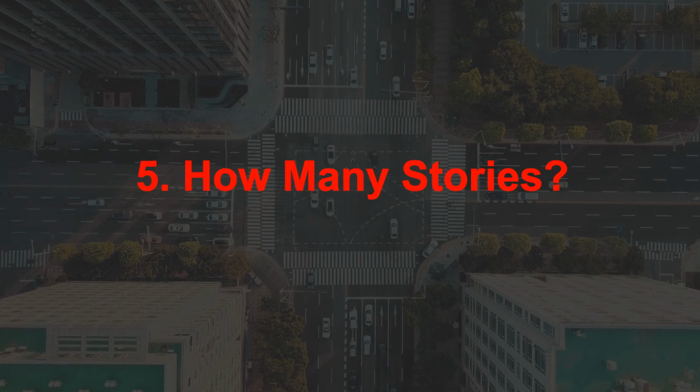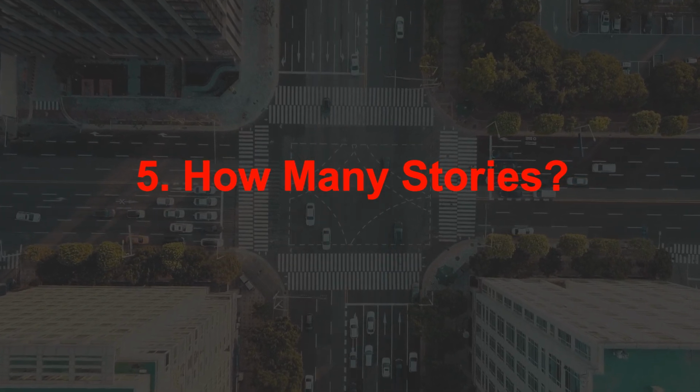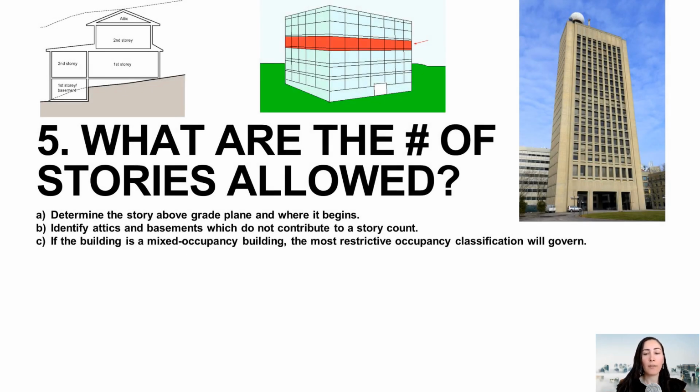Step 5. The next step in this checklist is, what is the number of stories allowed for the building? To answer this, we'll need additional information, such as where's the grade plane? We already figured out the attic and basement will not count in this example. Let's step back and define first what is a story. The term story refers to the portion of the building between the upper surface of one floor and the upper surface of the floor or roof above.